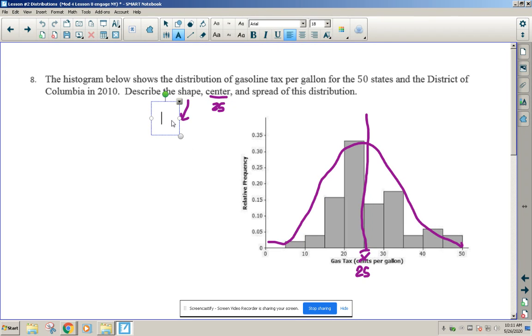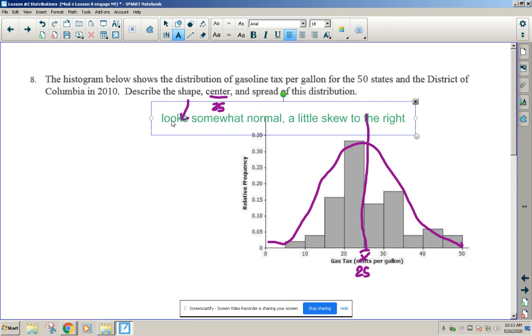The shape looks somewhat normal, a little skew to the right. And then the spread, when I look at this, the spread looks maybe, I would say a good spread here would be 10. 5 might be a little too small. It looks to me like a good spread for this would be 10.